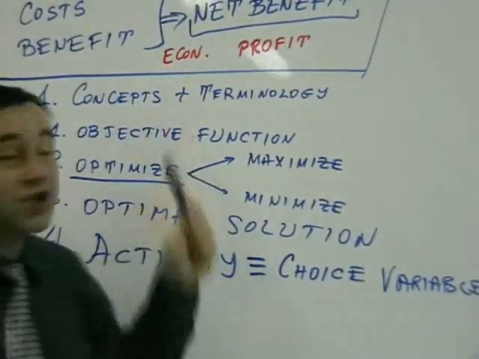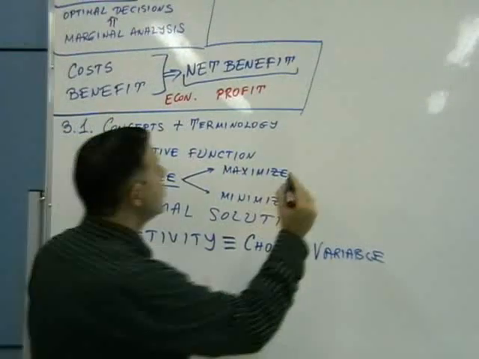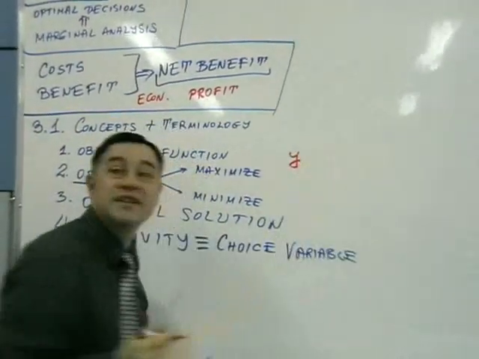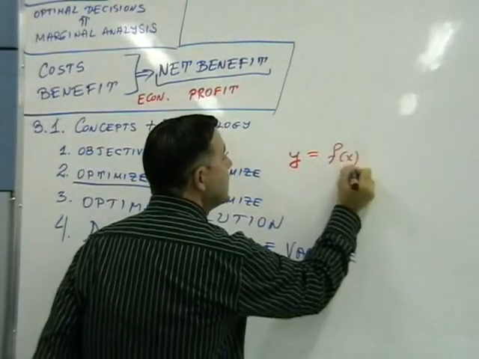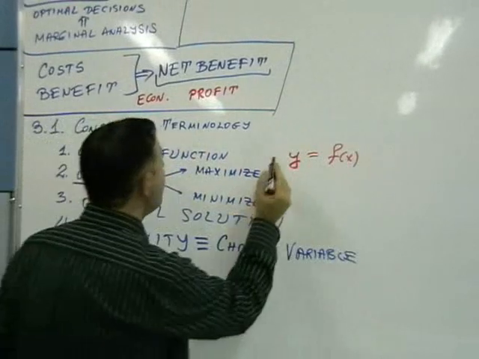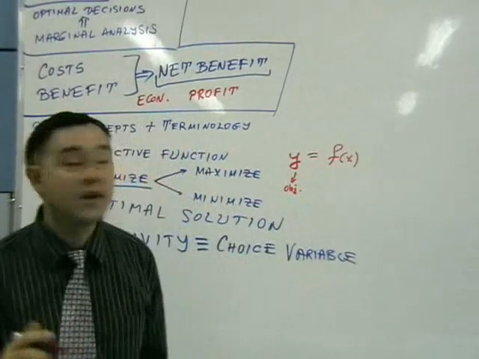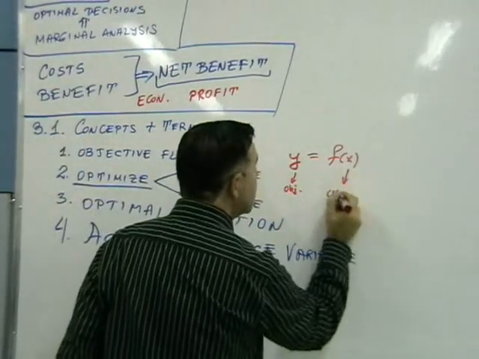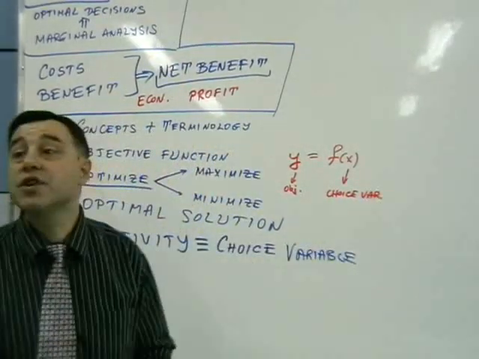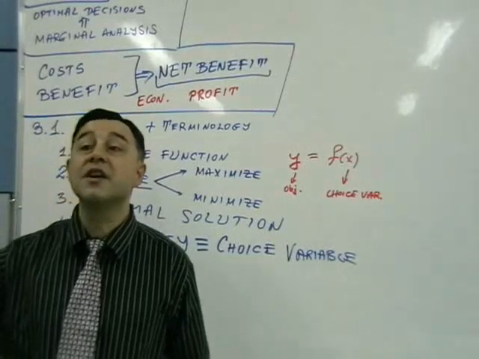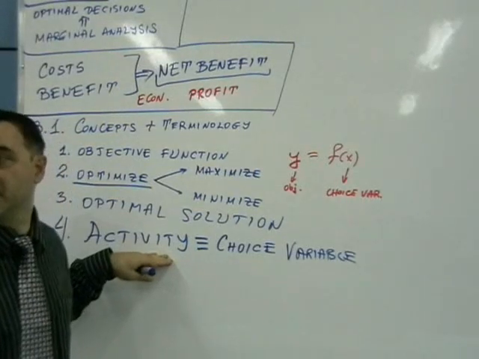Usually, the objective function is mathematically on the left. So if it's a function of one variable, y is a function of the variable x. So y is the objective function, and x will represent the choice variable. The choice variable has been, for the most part in this chapter and for the rest of the textbook, simply called activity. All right?